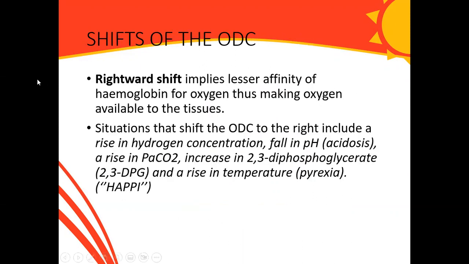There are different factors that can shift the ODC to the right, which means more oxygen being available to the tissues. An increase in hydrogen concentration, a fall in pH, a rise in PaCO2, a rise in 2,3-diphosphoglycerate level, and a rise in temperature. All of these will shift the oxygen dissociation curve to the right, making oxygen more available for tissue metabolism.